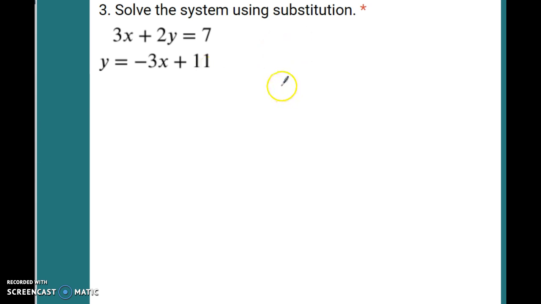In problem number 3, it says solve it using substitution. This is not multiple choice, so we're going to have to figure this one out completely without the aid of possible solutions. I'm taking what y is equal to and plugging that in for y in the first equation. I still have the 3x and the 2 in the first equation, but instead of y, I now have what y is equal to, which is negative 3x plus 11, is equal to 7. From here, I'm going to distribute.